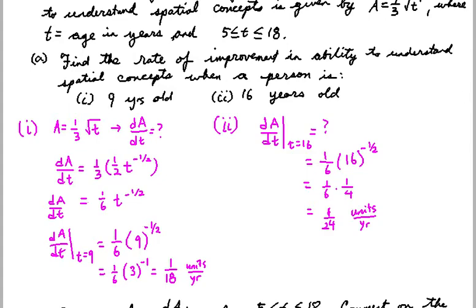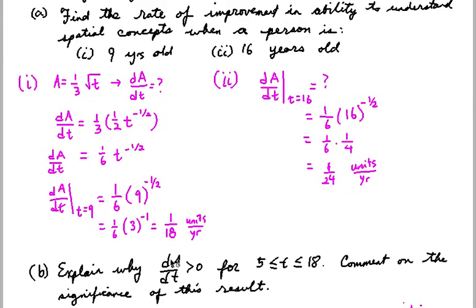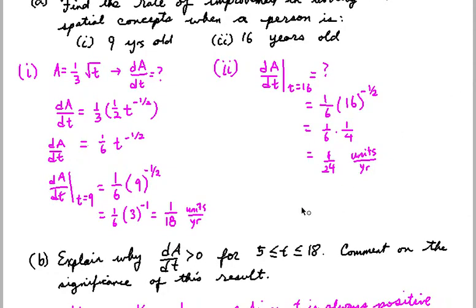Now, explain why dA/dt is greater than 0 between the ages of 5 and 18. Why is this number always going to be positive for this interval? Comment on the significance of this result. So in this section, you're going to be doing a lot of interpretation of derivatives. And I think this is a great exercise because you're not just doing the derivatives anymore, but you're actually having to think about why it matters. Why is dA/dt positive in this interval? And then comment on the significance.